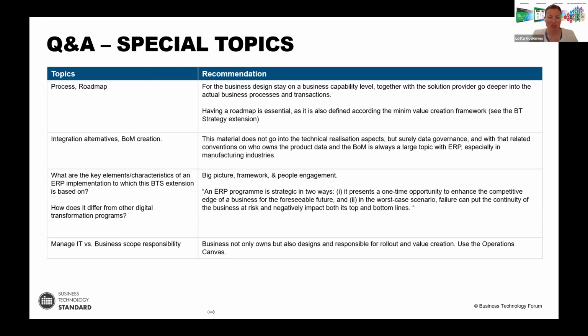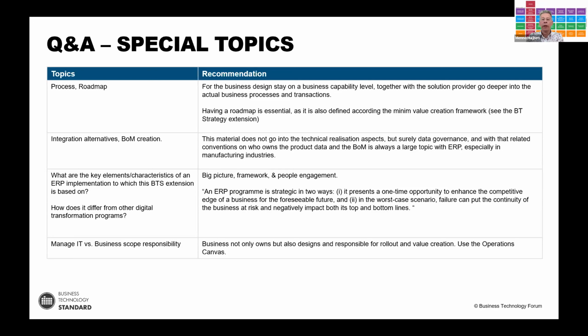And then what about managing the IT versus business scope responsibility? We talk about business technology, but what about the roles and responsibilities? Yeah, that's a good question, and this material can also help to have the dialogue in your organization on who owns what, and to really motivate the business to own the design, and also be responsible for the value creation and the rollout activities.